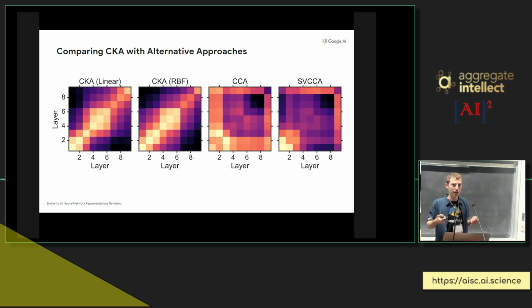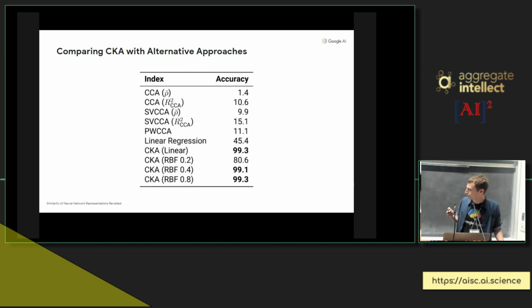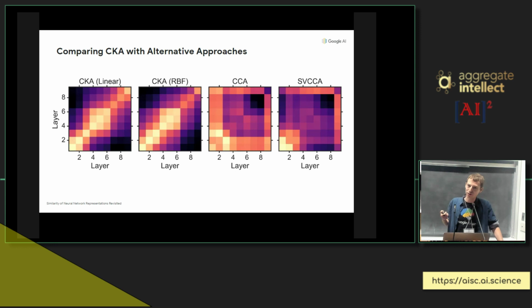We can also compare CKA to approaches that have previously been proposed to measure similarity between neural network representations. So here I show the similarity between layers using canonical correlation analysis and singular vector canonical correlation analysis, which are ways of measuring similarity that have been used in previous work. And you can see here that you don't see this bright diagonal, and actually, a lot of the layers are very similar to either the first layer or the last layer of the network. And that indicates that there are problems with these methods.